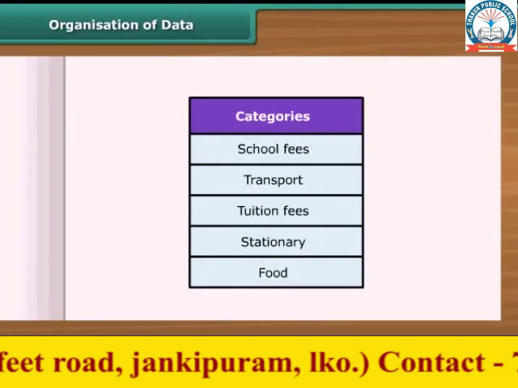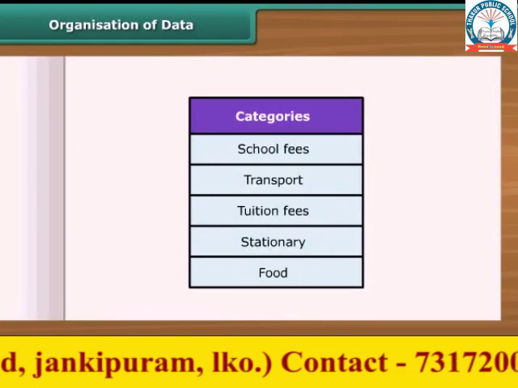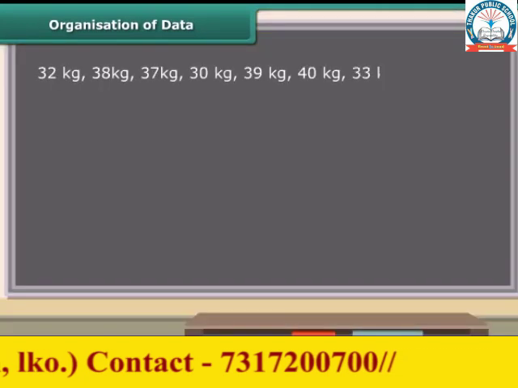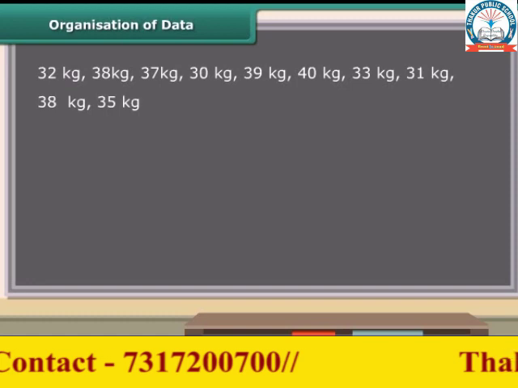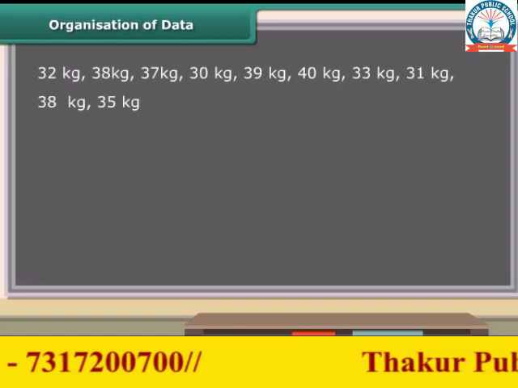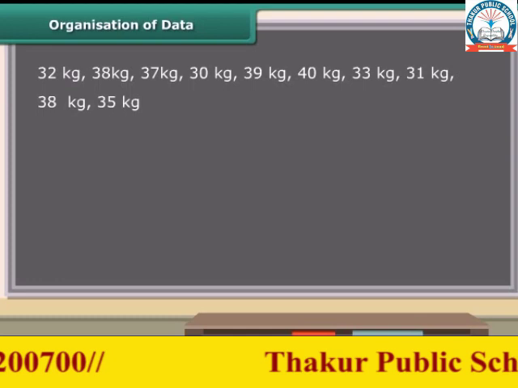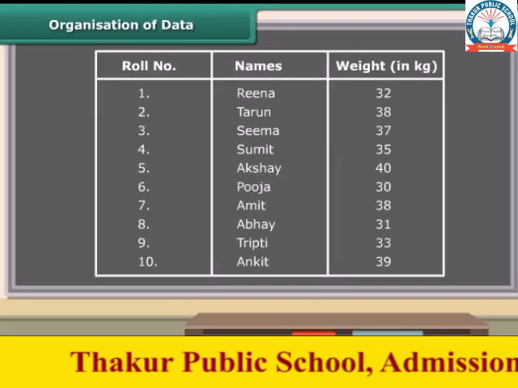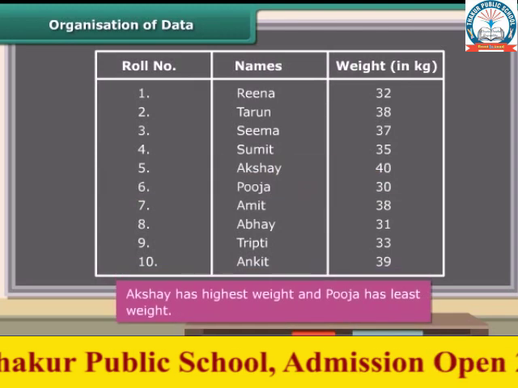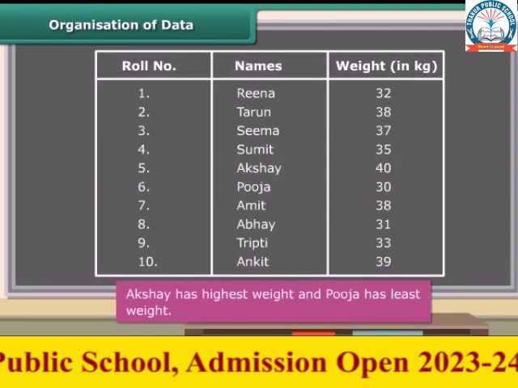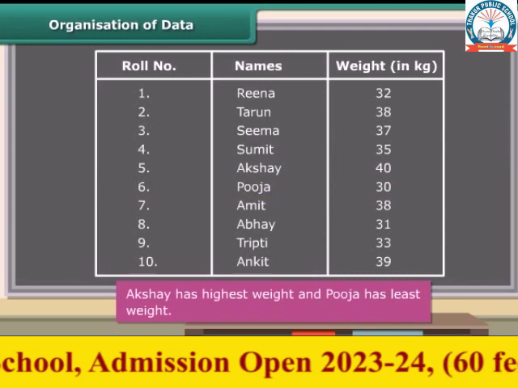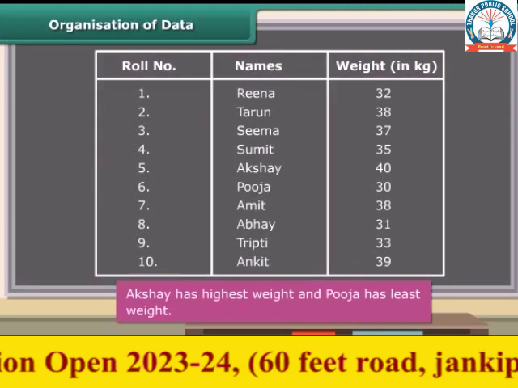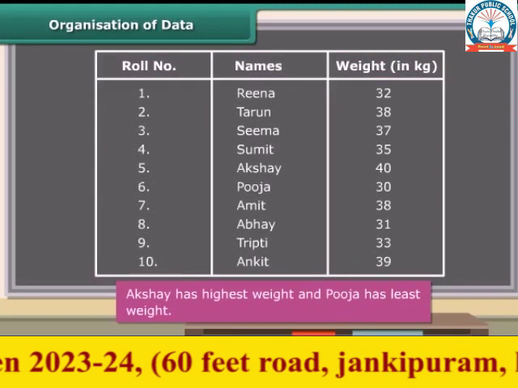We collect data to record and organize it. But why do we need to do that? Look at the following data. A class teacher of class 7th listed the weight of 10 students in this way. Is this data easy to understand? Now look at this data. You can easily know which student has the maximum weight and which has the least. So when we put data in a proper table, it becomes easy to understand and interpret. We can put many kinds of data in tabular form.